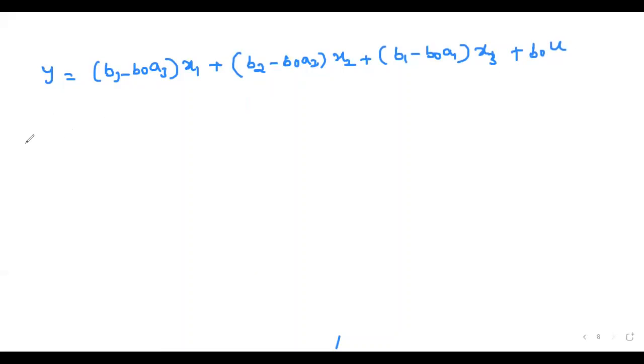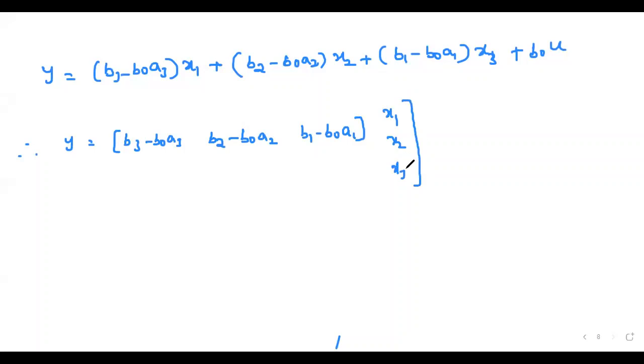Therefore, write in the matrix format. It is y is equal to a row matrix. Elements are b3 minus b naught a3, second element is b2 minus b naught a2, then b1 minus b naught a1, times x1, x2, x3, plus b naught, a single element, into u.